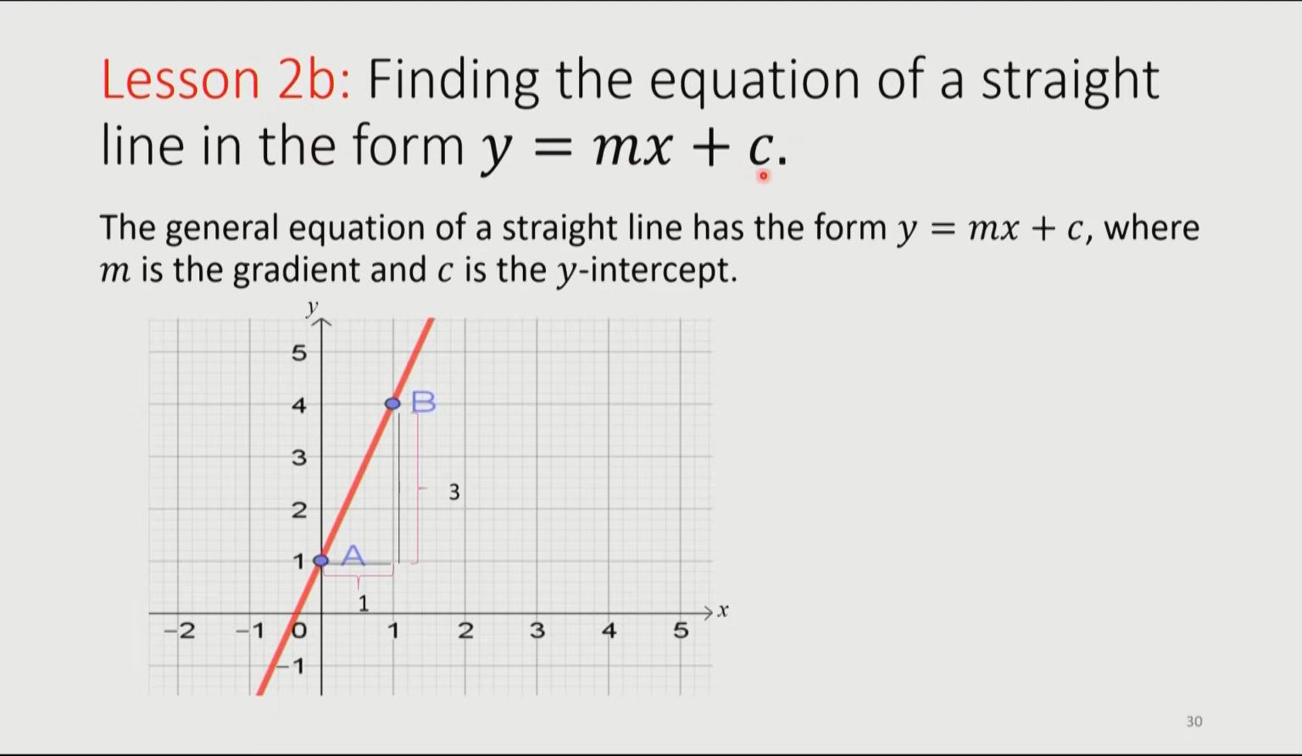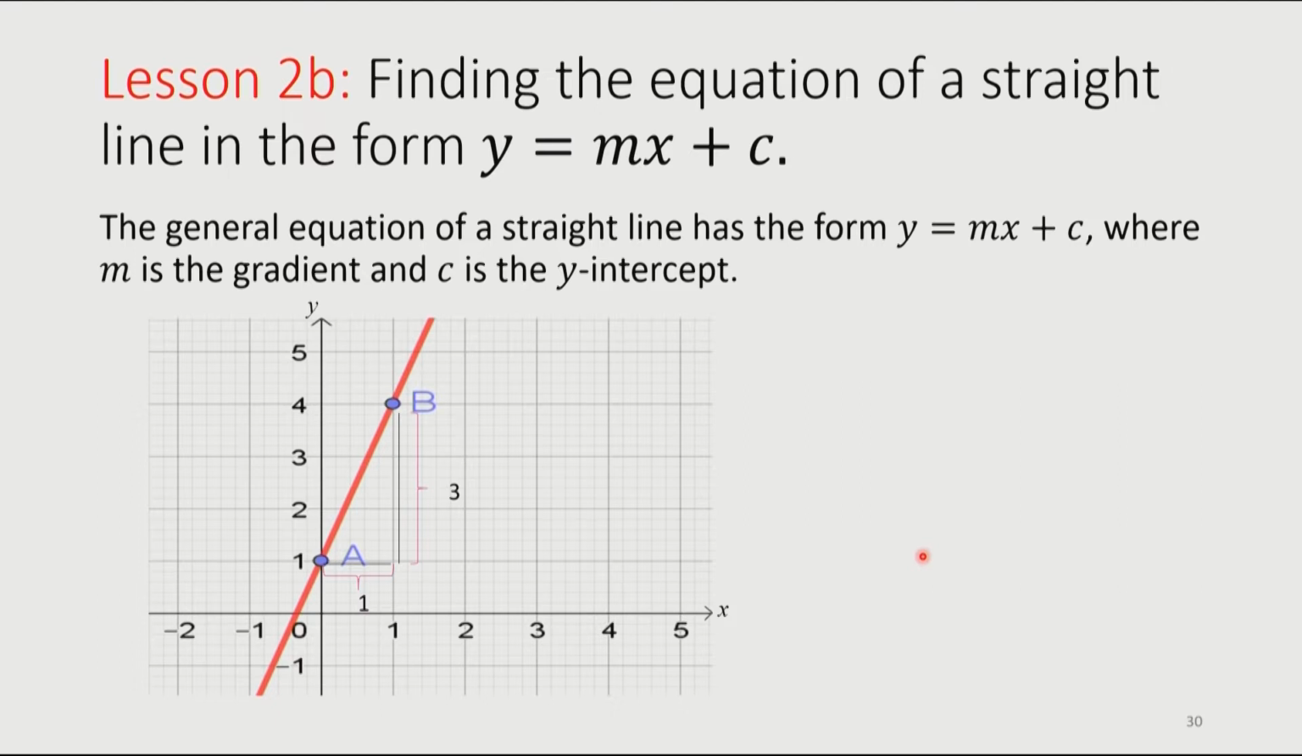Then c is the y-intercept. Y-intercept is where the line crosses the y-axis, where the line meets the y-axis. For example, here, the line meets the y-axis at 1, so the value of c should be 1. So the general equation of a straight line has the form y equals mx plus c, where m is the gradient and c is the y-intercept. Now, for the given line, you can choose any 2 points on the line, because for us to get the equation of a line, we need to know the gradient and the y-intercept.